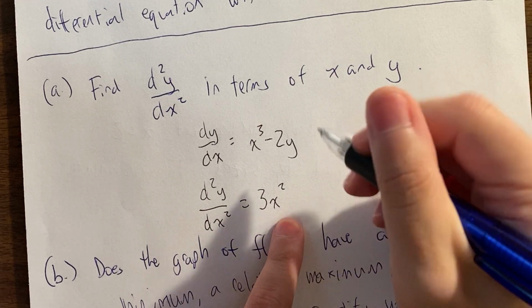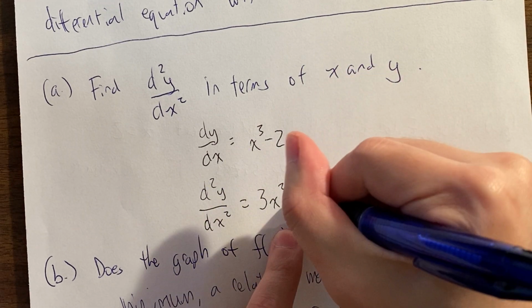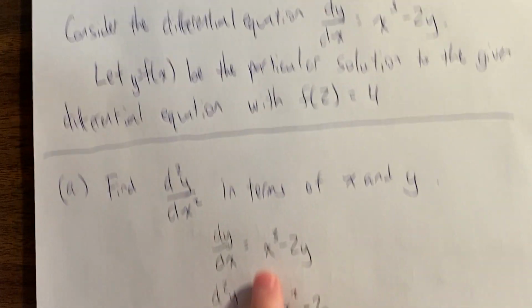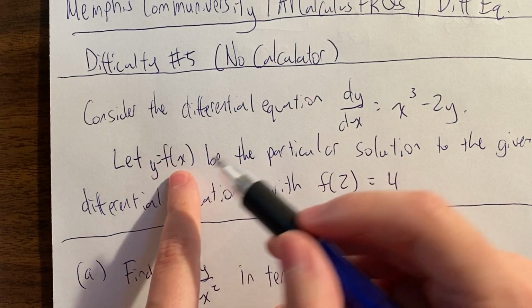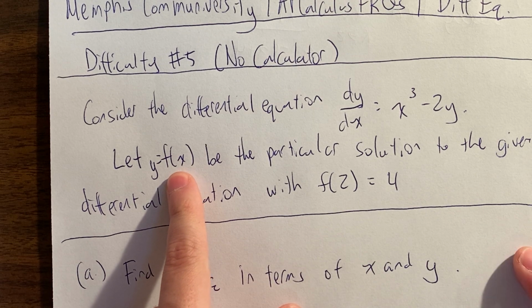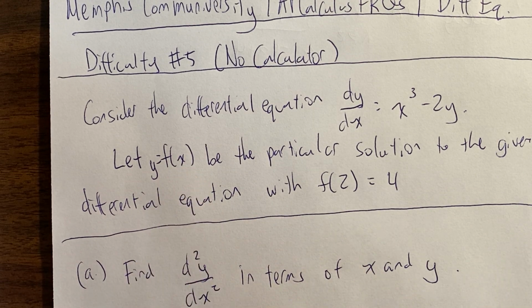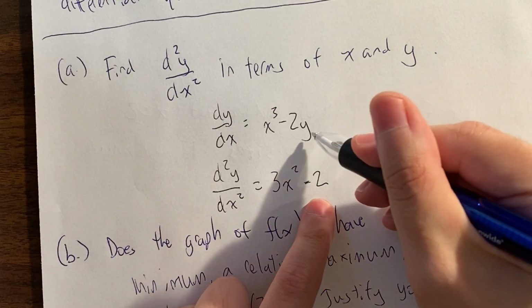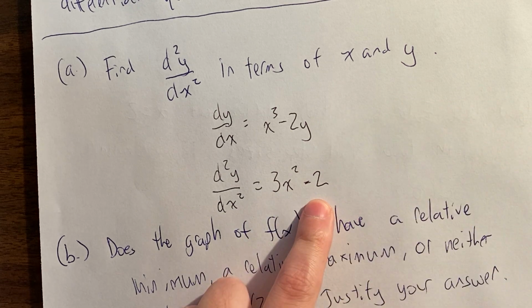A lot of students, when they take this derivative of minus 2y, they just write minus 2, because they're like, well, the derivative of 5x is 5. But y is not x. y is a function of x in this case. So when we take the derivative of y, we need to do the chain rule. This is called implicit differentiation. So when you take the derivative of 2y, it's actually not 2, it's 2 times y prime.